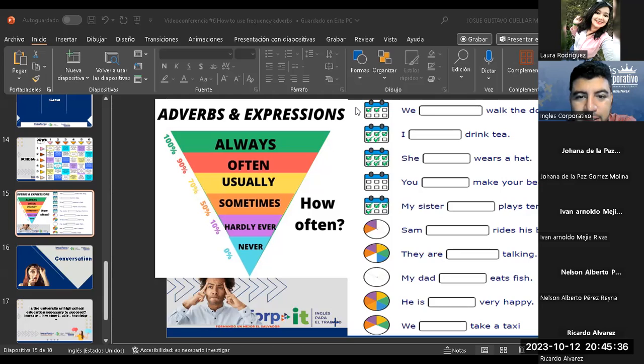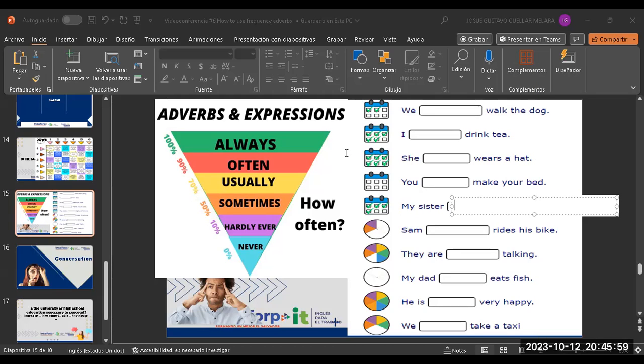Por ejemplo, si tenemos, okay, we're going to check this: my sister, look at this, 1, 2, 3, 4, vamos de abajo, 1, 2, 3, 4, sería usual. Usual. So, my sister, usually plays tennis. Okay, so that's it.